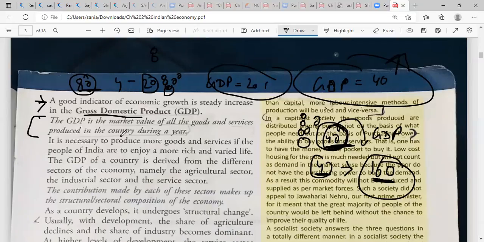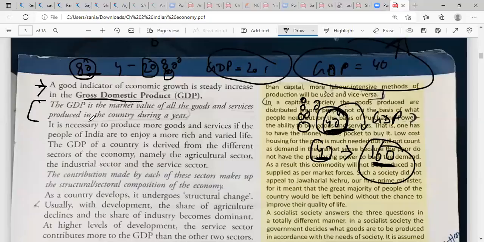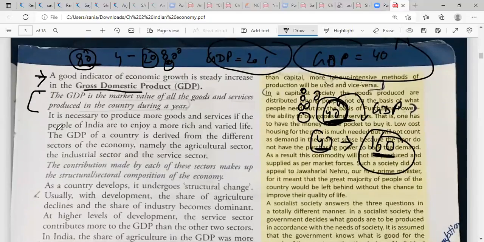Okay. So it is necessary to produce more goods and services if the people of India are to enjoy more richness. The GDP of a country is derived from different sectors of an economy. So from where is GDP derived? GDP of a country is derived from different sectors of an economy, namely the agriculture, industrial, service. So in total, we are making a table like this: from industrial sector we got 50 rupees, from agriculture sector we got 30 rupees, from service sector we got 10 rupees. So in total, we have 90 rupees.